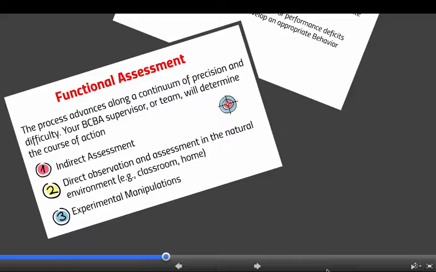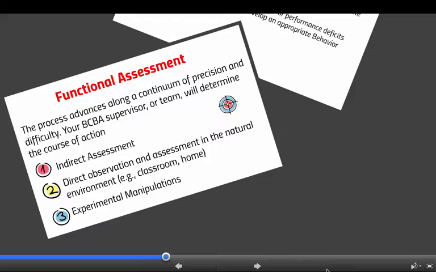You're doing something in the environment, you're changing things in the environment in order to deliberately escalate the problem behavior, just so you can demonstrate the actual function of that behavior. So when you get to experimental manipulations, you are actively doing something in the environment, you are changing consequences, you are deliberately arranging consequences, all for the purpose of trying to understand why the behavior is occurring.